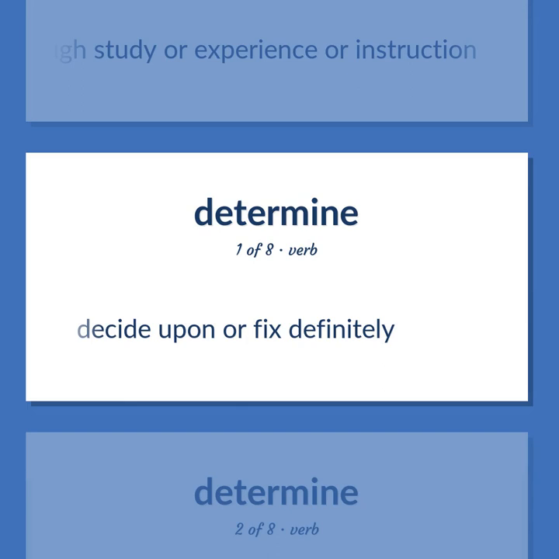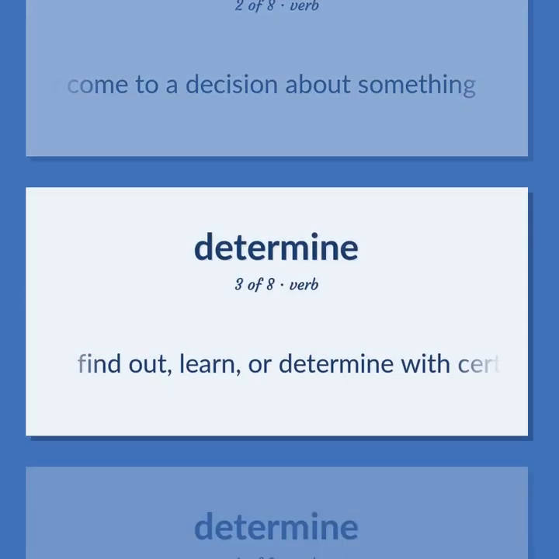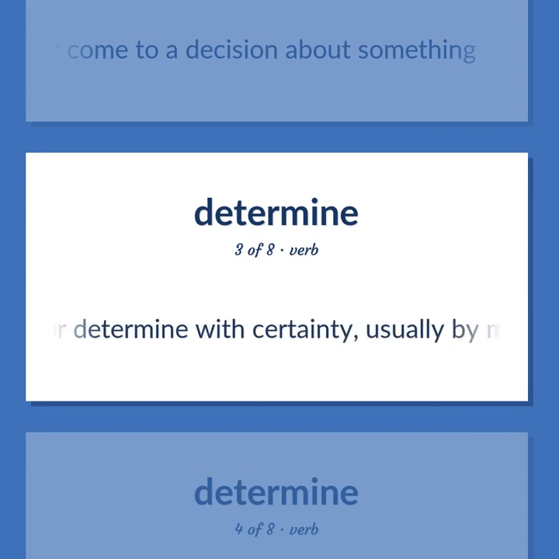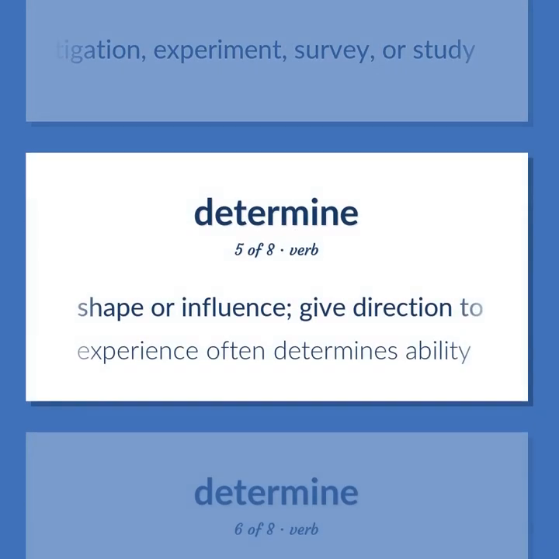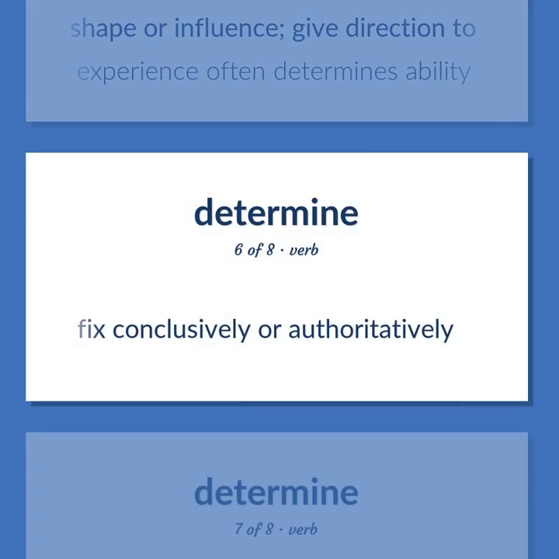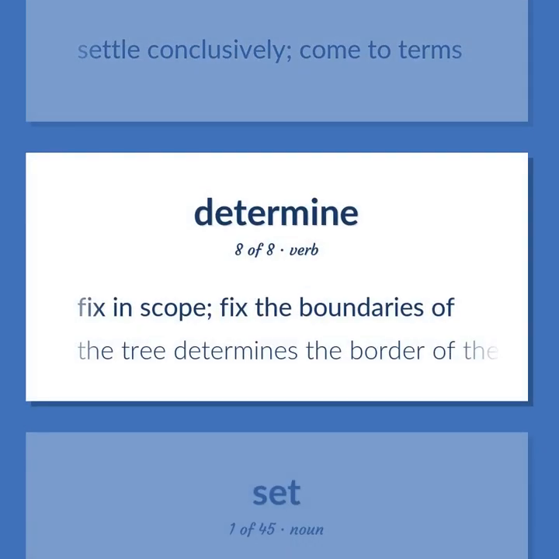Decide upon or fix definitely. Reach, make, or come to a decision about something. Find out, learn, or determine with certainty, usually by making an inquiry or other effort. Establish after a calculation, investigation, experiment, survey, or study. Shape or influence. Give direction to. Experience often determines ability. Fix conclusively or authoritatively. Settle conclusively. Come to terms. Fix in scope. Fix the boundaries of. The tree determines the border of the property.